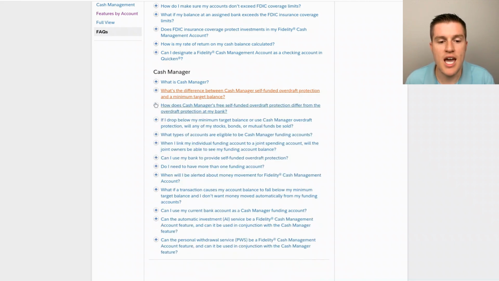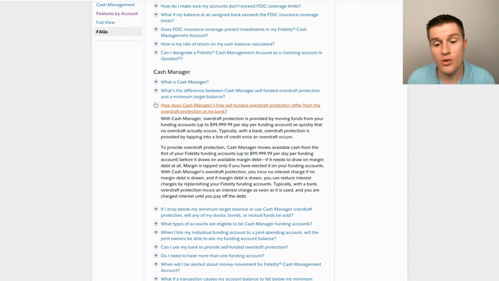How does the Cash Manager's free self-funded overdraft protection differ from a traditional bank? Because you may be coming from a bank and saying, this sounds too good. Why would they offer this for free? How does it work? They do a great job of explaining it.